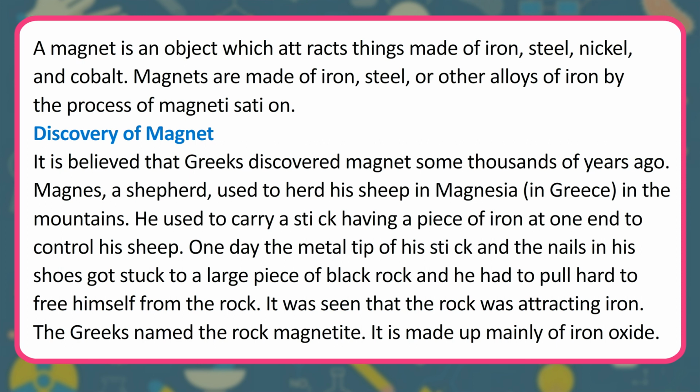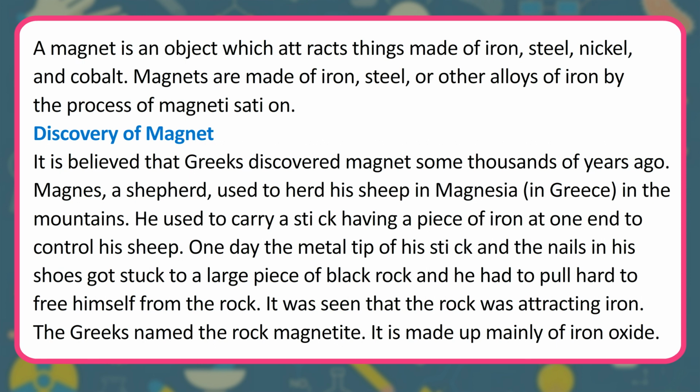Magnus, a shepherd, used to herd his sheep in Magnesia, in Greece, in the mountains. He used to carry a stick having a piece of iron at one end to control his sheep. One day the metal tip of his stick and the nails in his shoes got stuck to a large piece of black rock and he had to pull hard to free himself from the rock. It was seen that the rock was attracting iron.